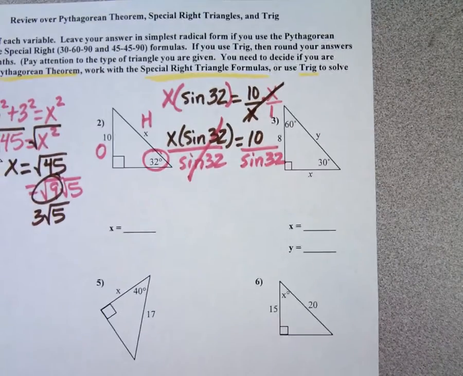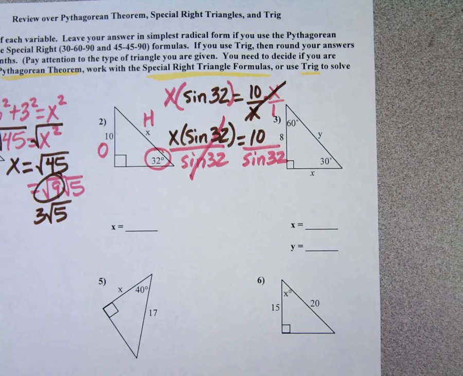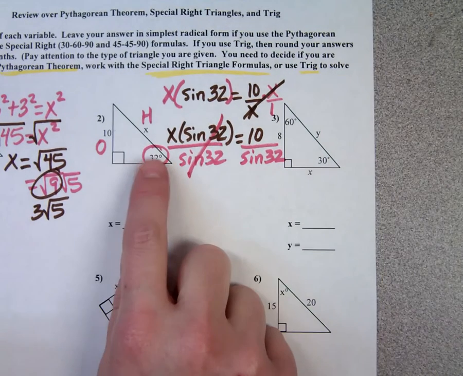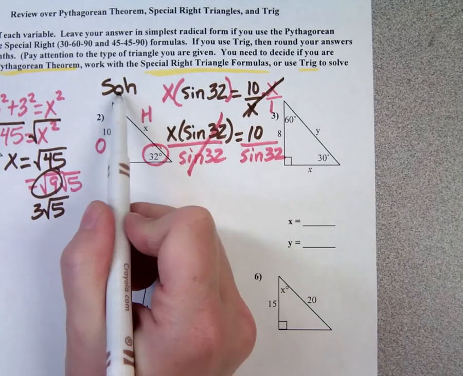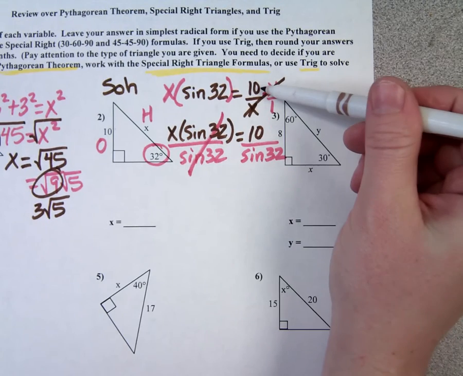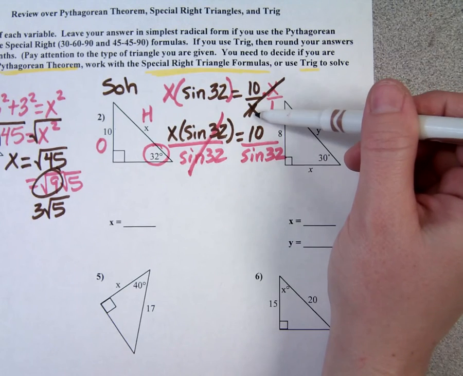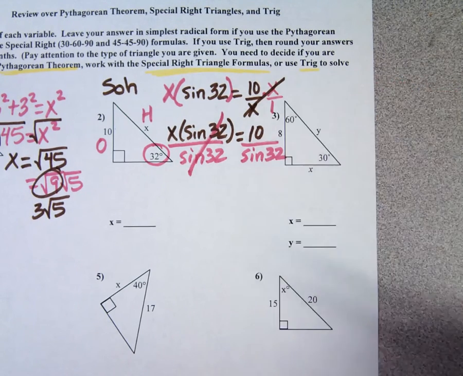I'm saying the 32 is the angle. Yes, 32 is the angle. Well, you know how the memory device SOHCAHTOA has O and then H, so I put O over H. I mean, I'm saying H, what is that? What's the hypotenuse?